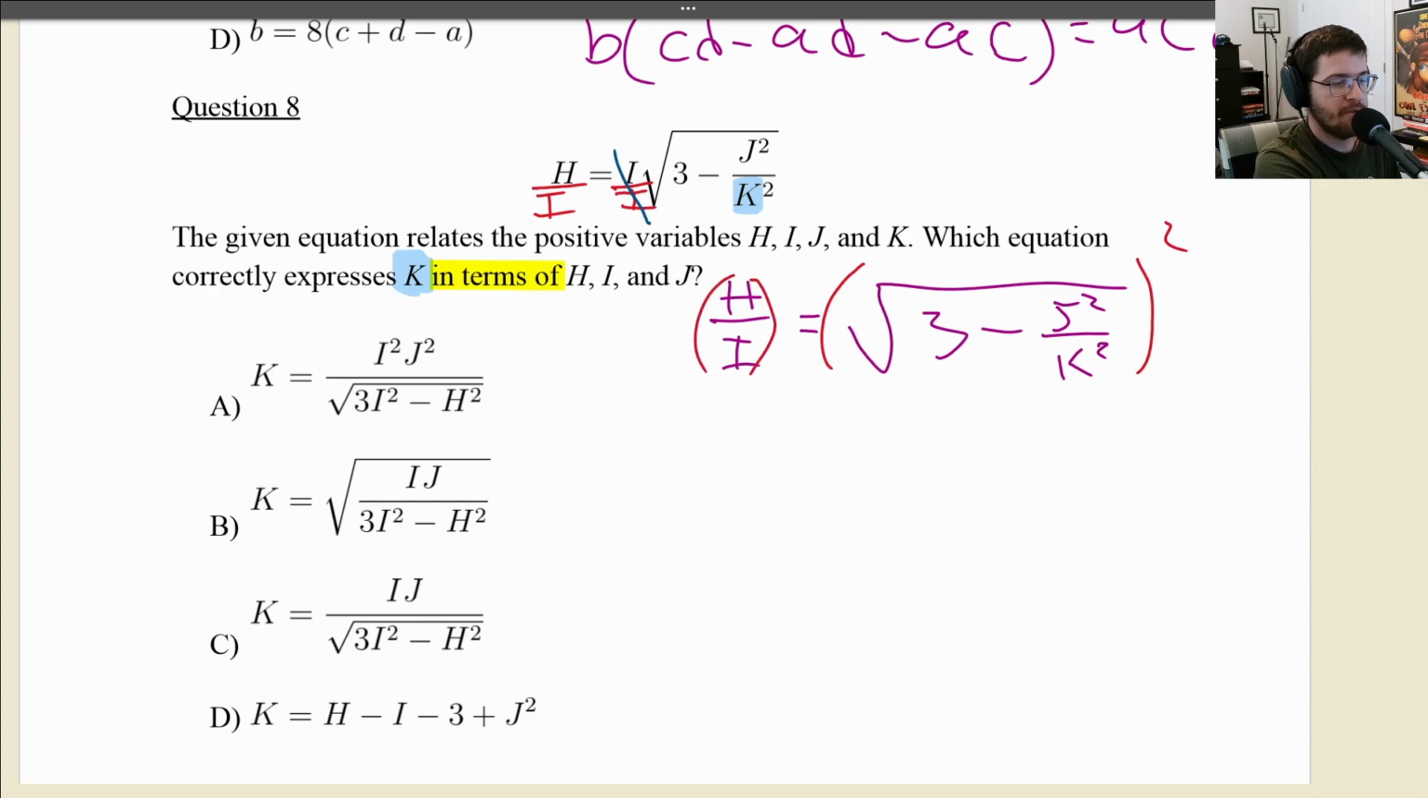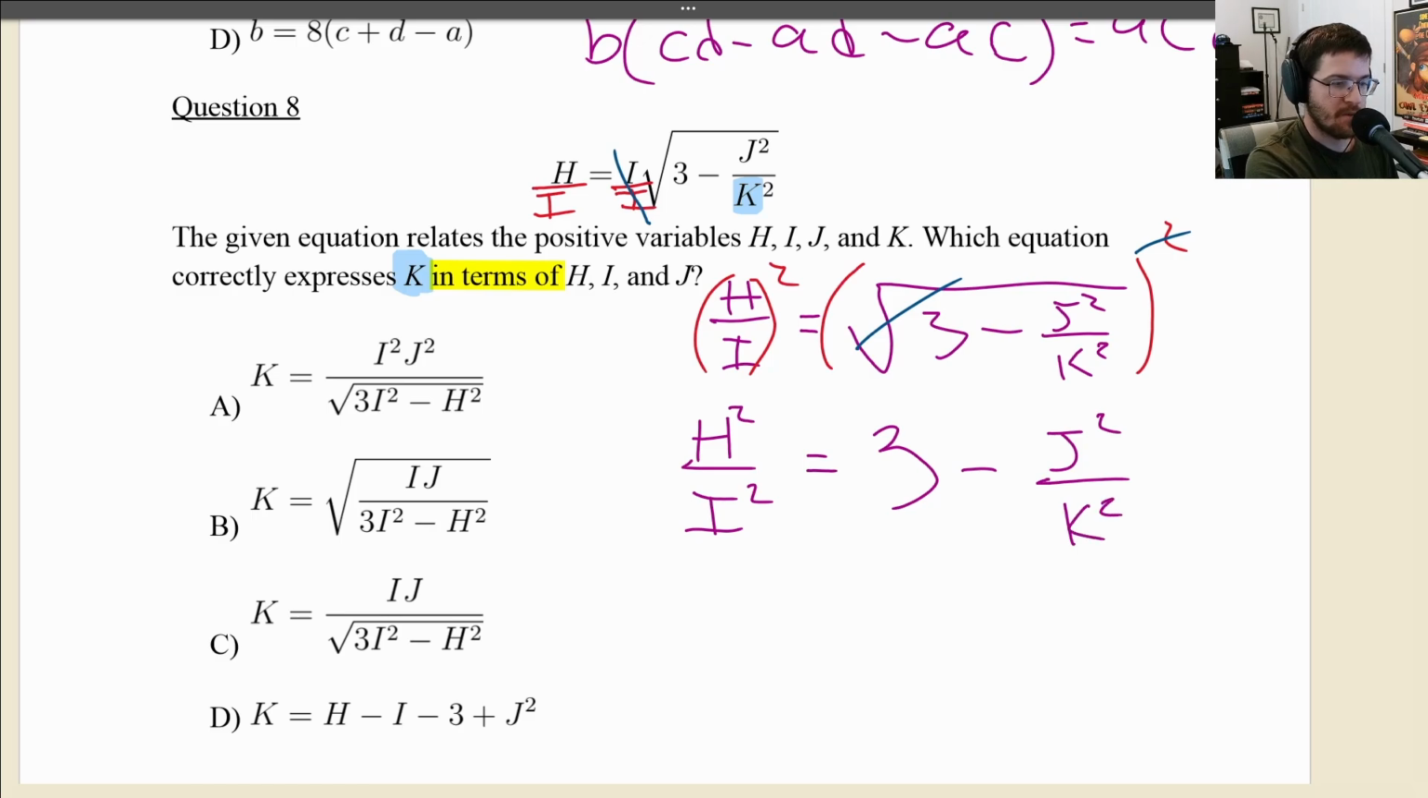And because this h over I is all one term, I can use the distributive law of exponents to write that as h squared over I squared. That's probably going to make the rest of the problem easier, so why don't we keep it like that? And then this square root and this square cancel, and we get 3 minus j squared over k squared.